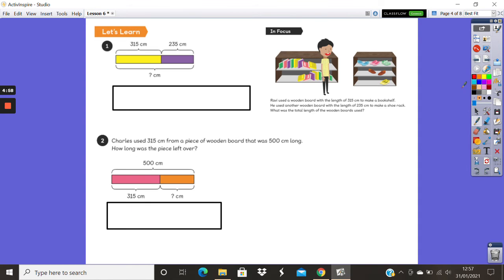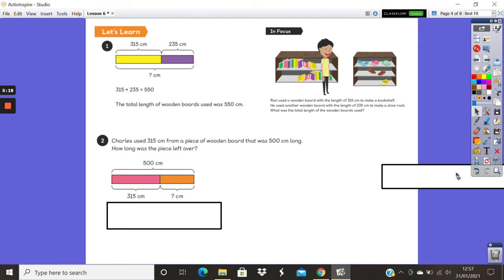In your book, it will provide a representation for some of them, or you can draw a representation such as this bar model. So we know that one length of the board was 315 centimetres and the other length was 235 centimetres. So we have the two parts and your job is to find the total.